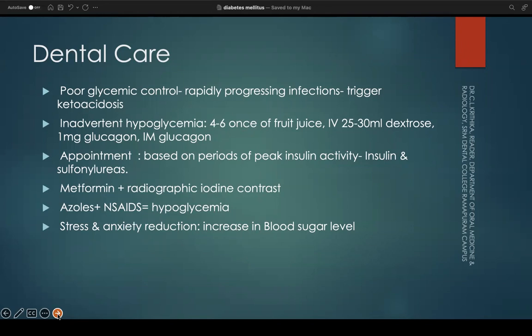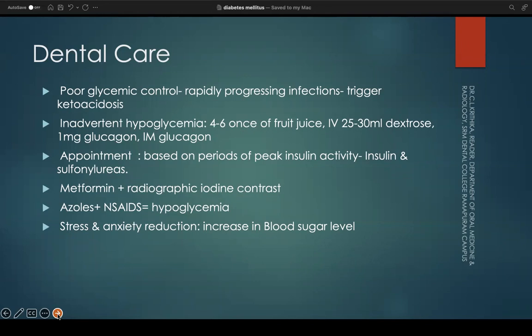If the patient is unconscious, an IV line can be established by giving 20, and then 25 to 30 ml of dextrose, or 1 milligram glucagon, or if an IV line cannot be established, then IM glucagon can be given. Appointments should always be given based on peak insulin activity, especially based on the drugs that the patient takes.